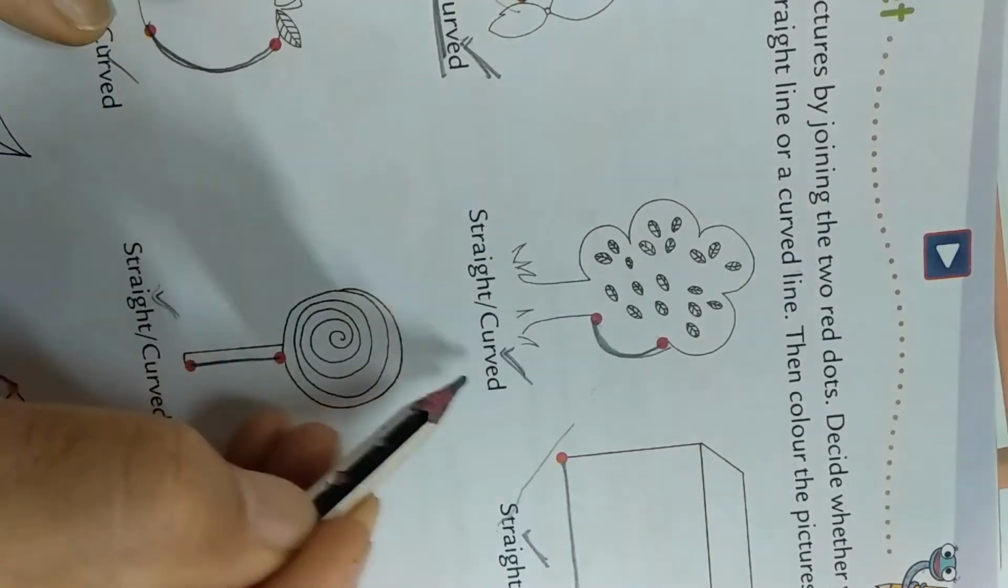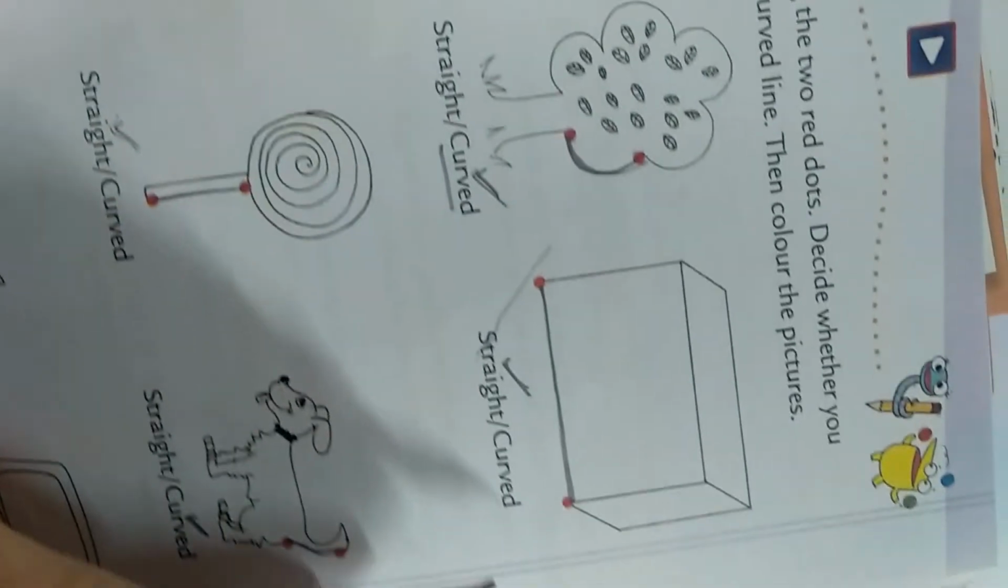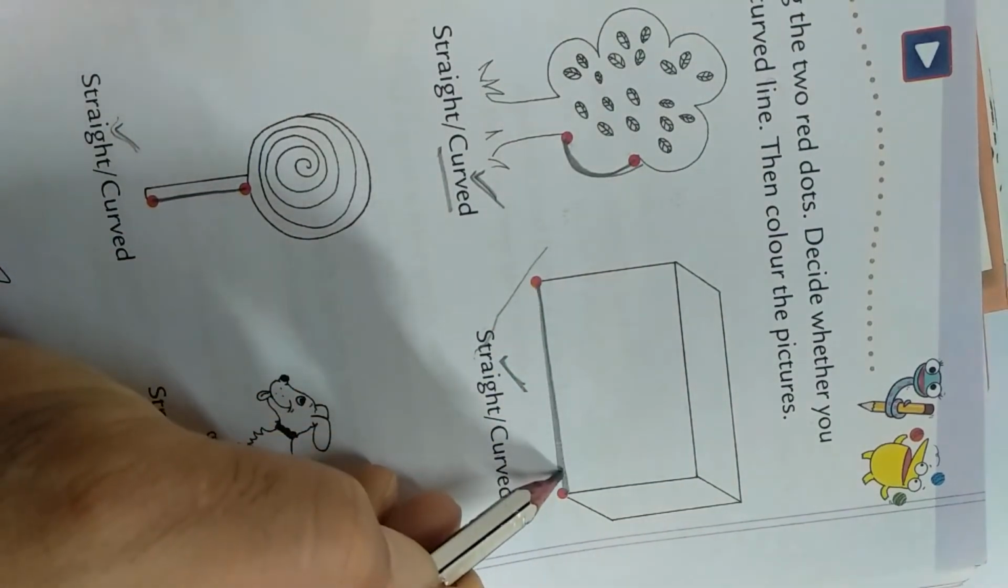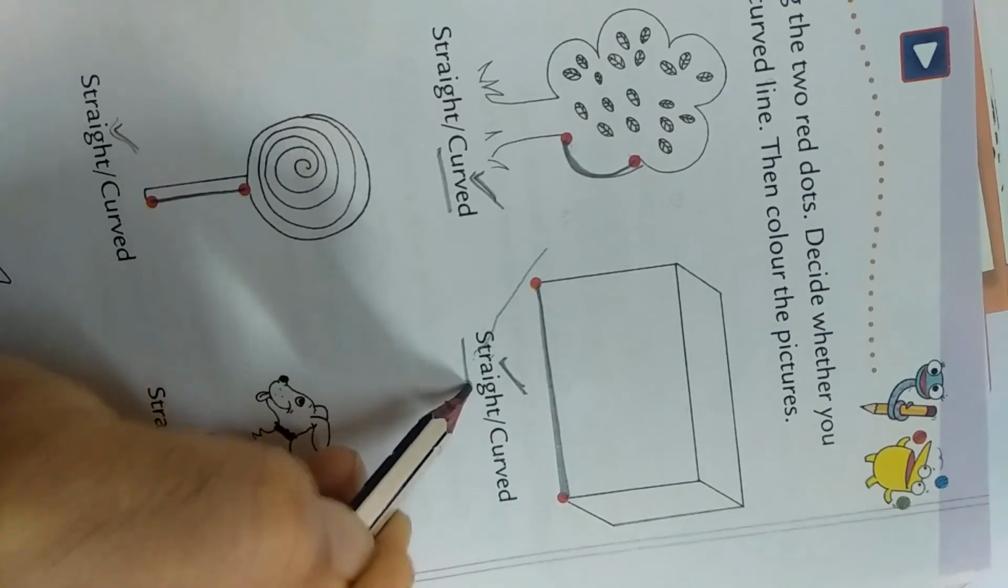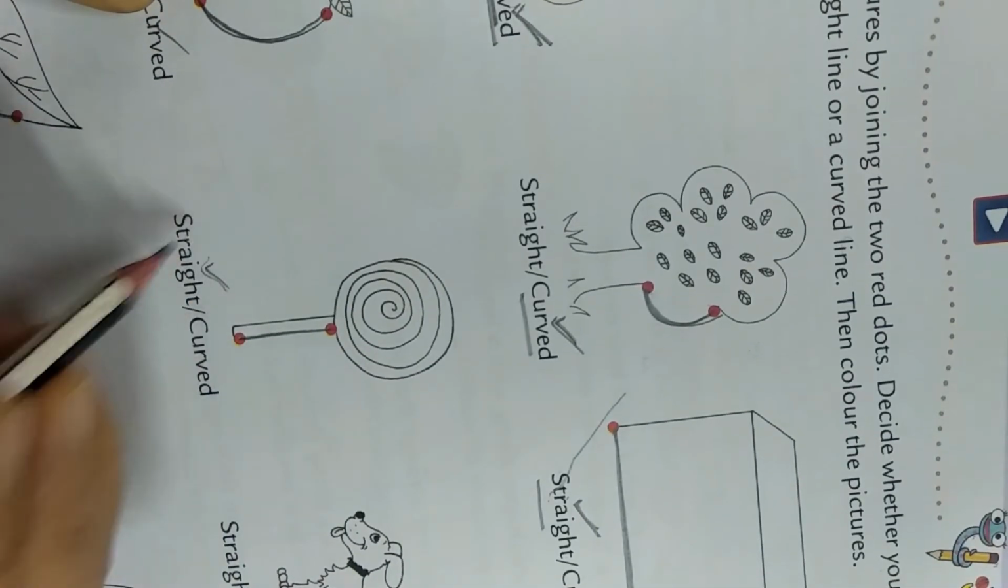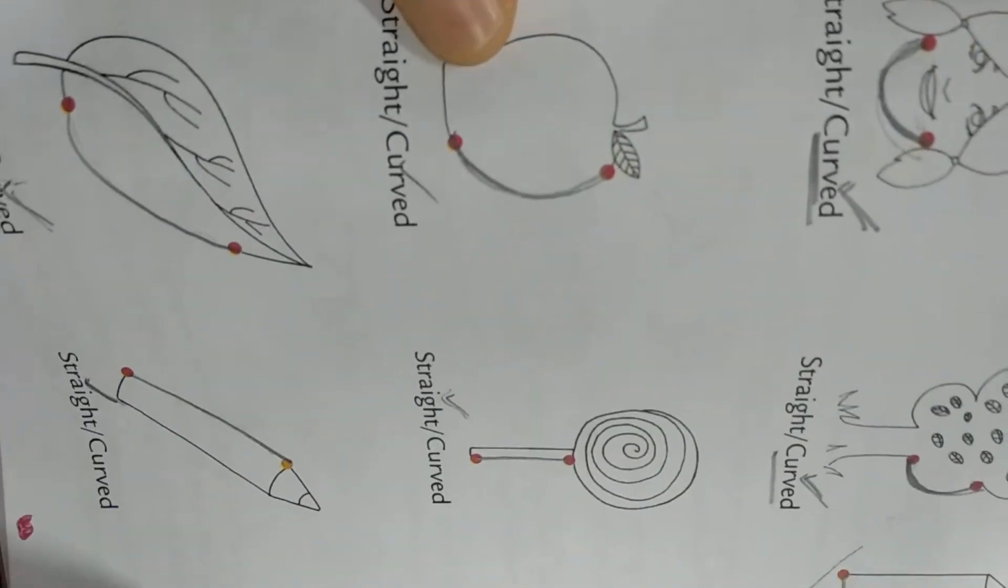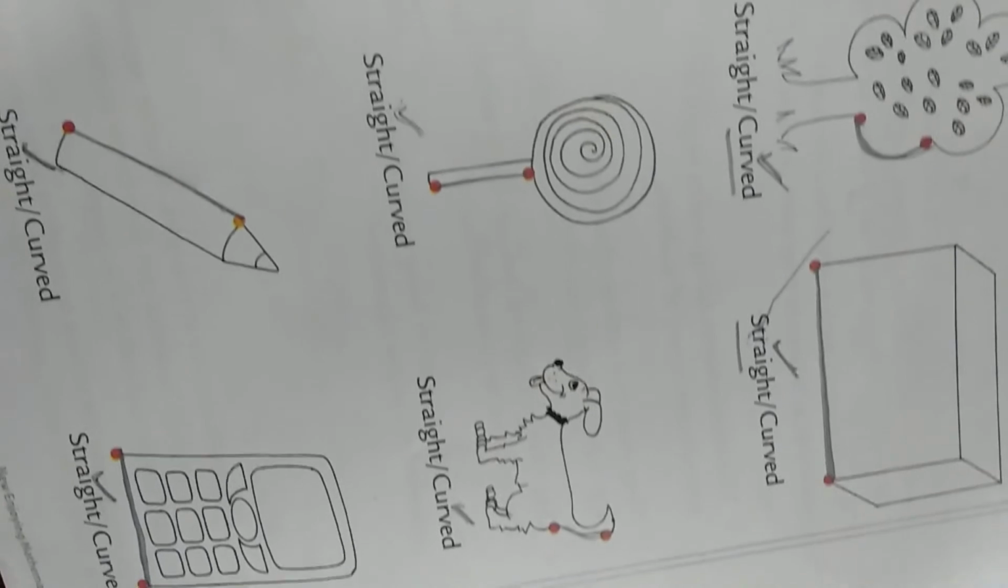It forms a shape of a tree. So again curved line. But here we have a shape of cuboid. 2 red points you have to join by using a scale. With the scale you have to use straight line. So same way you have to do, and tick downside whether you are using curved or straight line. That you have to tick.